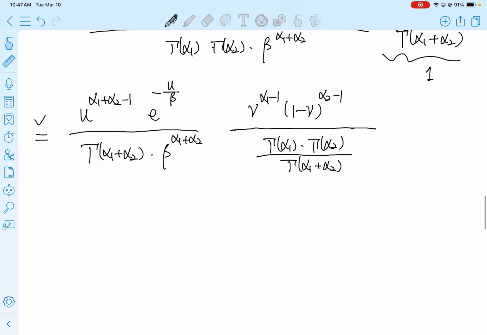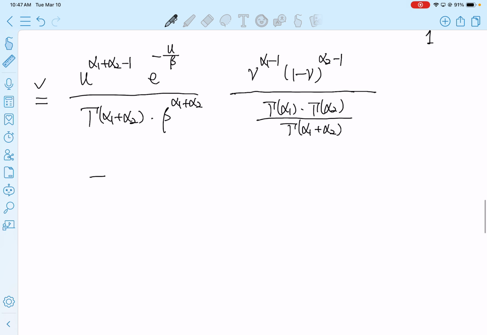Okay. So now let's write down one intermediate result. This is the gamma function of alpha 1 plus alpha 2 with the parameter and also beta. Now the question is, what does the second term represent? Mathematically or statistically, there's a name for this one. This is called a beta distribution with parameter alpha 1 and alpha 2.